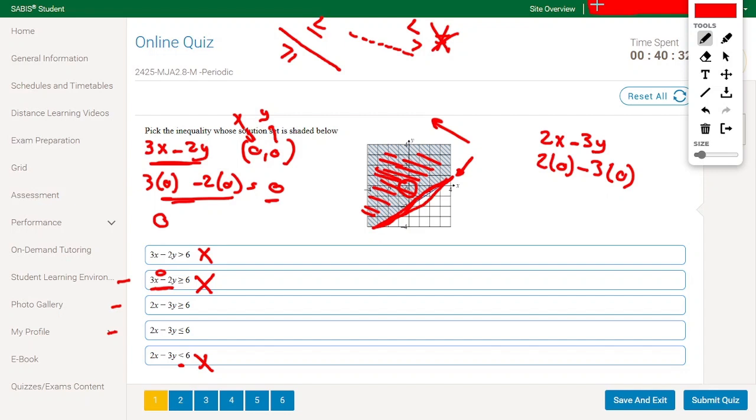We have here also 2x minus 3y, and we'll take the point 0 and 0 also. 2 multiply 0 minus 3 multiply 0 equal to 0. So this one will be 0, bigger than 6, wrong answer. Let's take this one, 2, 0. 2x minus 3y, it's 0, less than 6, yes. So this would be the right answer.